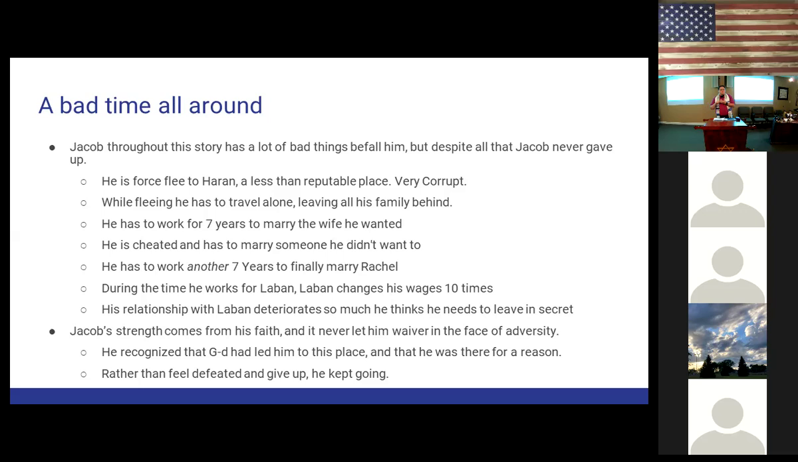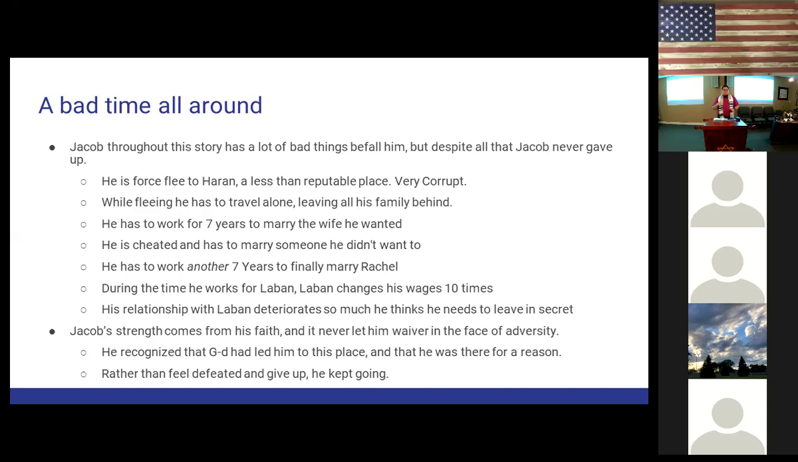During the time he works for Laban, Laban changes his wages 10 times, which we don't find out until he starts ranting at Laban right at the end of the portion. His relationship with Laban deteriorates so much that he thinks he needs to leave in secret. He was paranoid around Laban. He thought Laban was just out to get him.